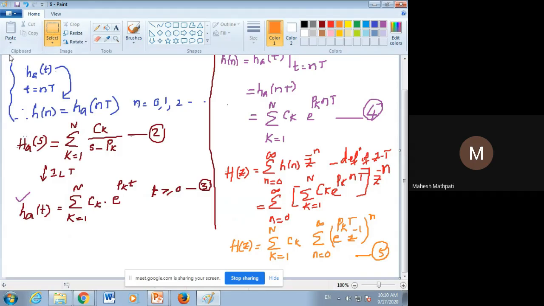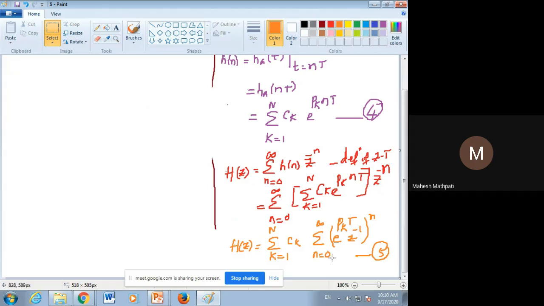Can anyone tell me how we can express it? The term in the bracket is again summation n equals 0 to infinity a to the power n. So in what form can we write it? So this term is the one which is n equals 0 to infinity a to the power n. How will we write it? What is the formula for that?